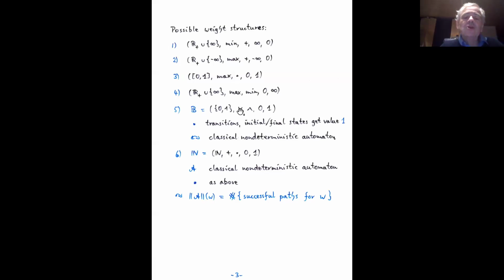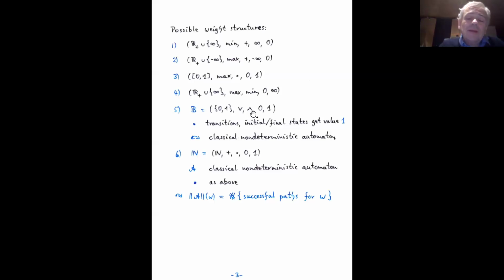And then we take the disjunction. So a word has a successful path. A word is accepted if and only if there is a path which has value 1. And in this way, we can incorporate all classical non-deterministic automata into this weighted setting. Yeah, so this generalizes all of automata theory, well, for finite automata into a weighted setting.